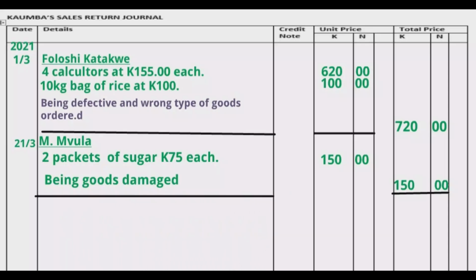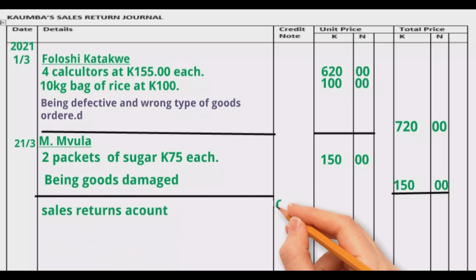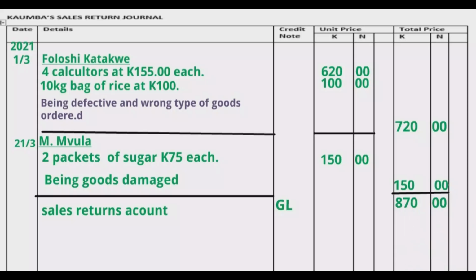Then I'm going to write sales return account. 720 plus 150 will give me 870 kwacha. That is the one I'm going to write on it, sales return account GL, 870 kwacha there, like that. So now we have finished drawing up Kaumba's sales return journal for 2021 in the month of March.